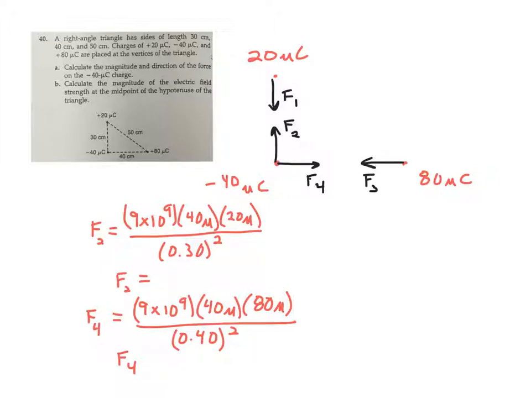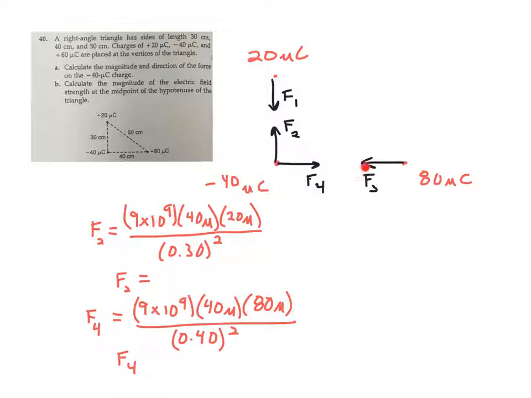And I do the same thing over here for the negative 40 and the 80. Once again, when I plug in, I don't plug in the negative 40. The negative has been taken care of with these directional arrows. That's all the negative is good for, is telling you whether they attract or repel. Since this is a negative 40 and a positive 80, they attract.